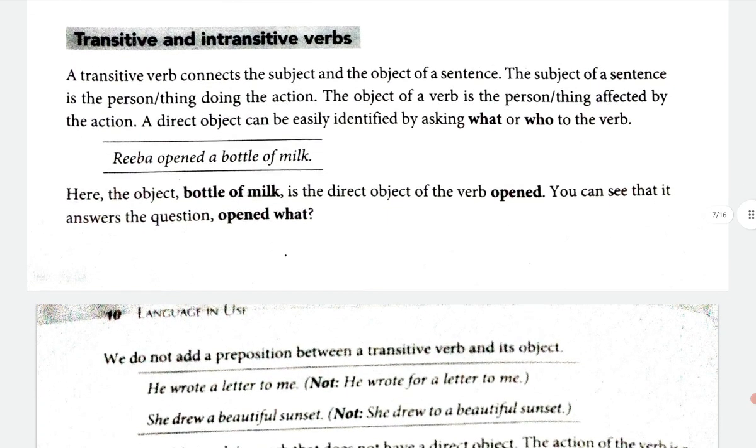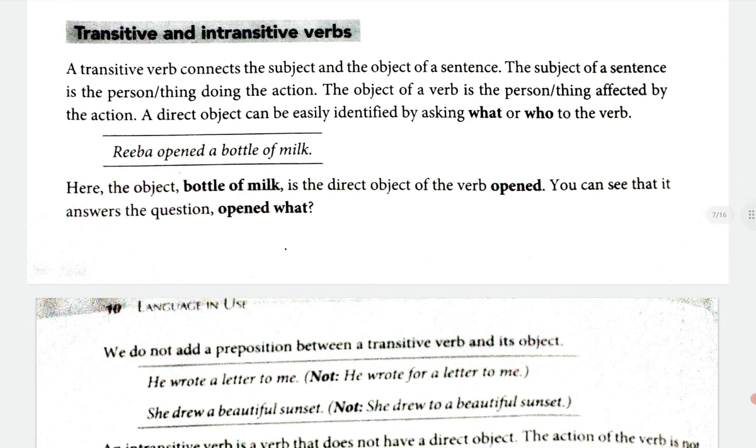Now let us move on to the transitive and intransitive verbs. These terms also you are familiar with. Let us look into what it is. Transitive verbs connect the subject and object of a sentence. For example, Reba opened a bottle of milk. The subject is Reba, the object is a bottle of milk. It is being connected by the verb opened.